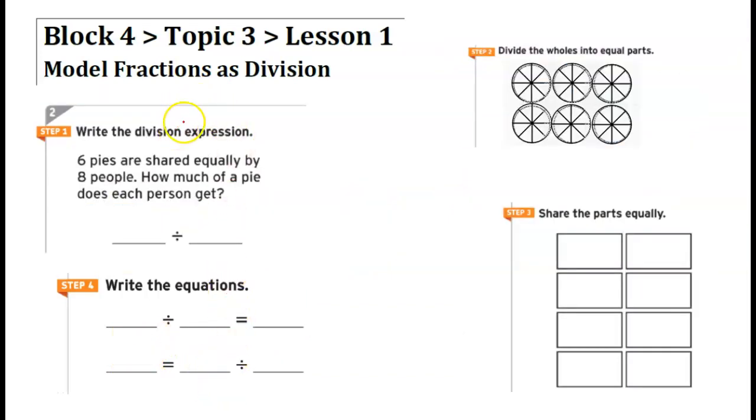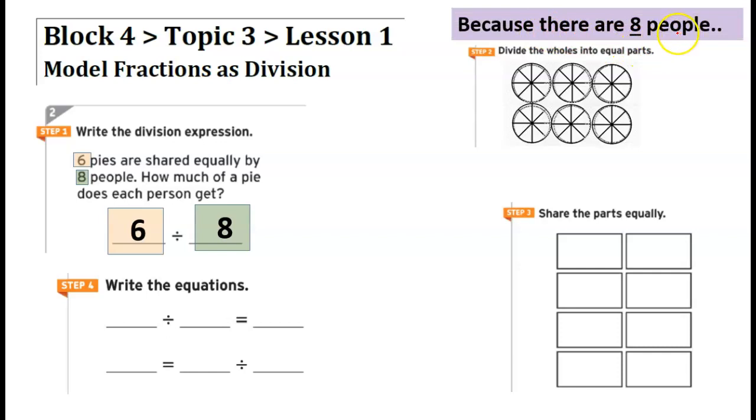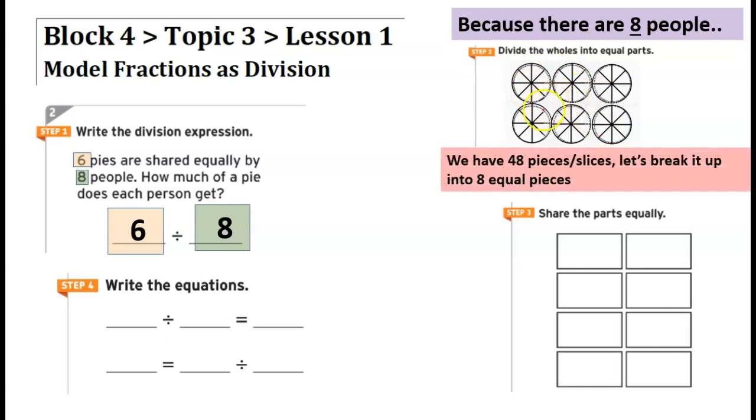Moving on, again, pause here, see if you can try this one out before I show you the result, because in the practice section you will have to do this on your own without me doing every step for you. And I'm trusting you that you paused. Here, that's 6 pies that are shared equally by 8 people. So that's 6 divided by 8. Since there are 8 people, we're going to divide each one of these 1, 2, 3, 4, 5, 6 into 8 slices. So as you can see, we have 48 slices. So let's break them up into 8 equal pieces.